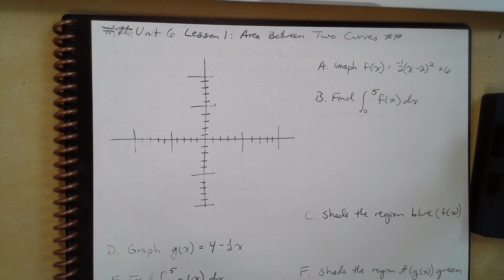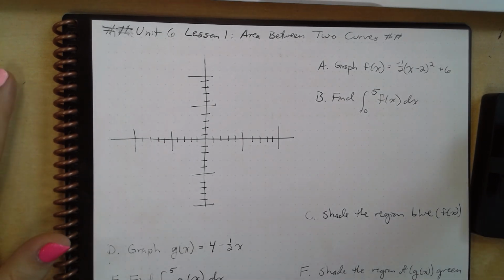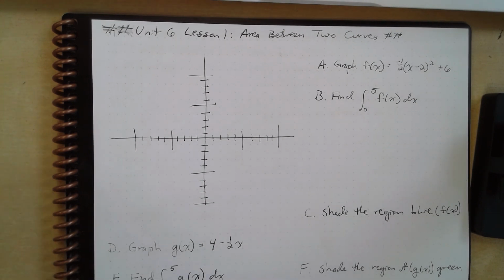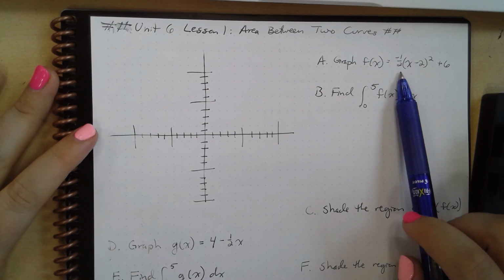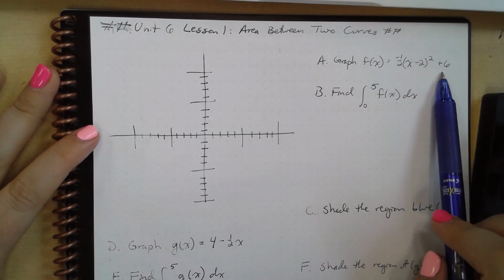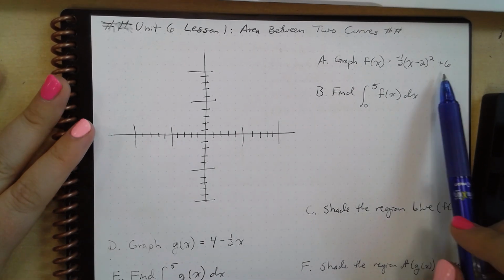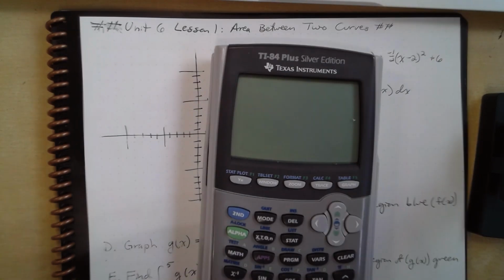Okay, welcome back. So today we are going to talk about finding the area between two curves. And I've got an example here that will help us build to the work that we want to do. So first we're asked to graph the function f of x equals -1/2 times the quantity x minus 2 squared plus 6. So I'm going to graph that on my calculator here.